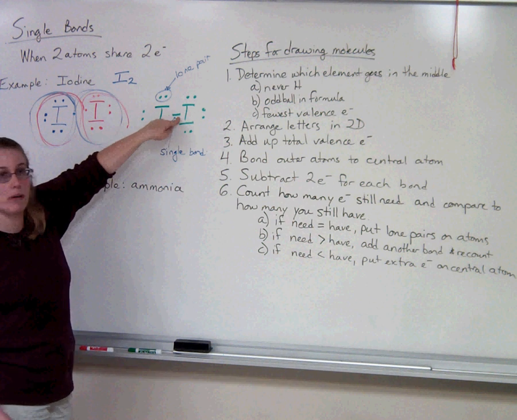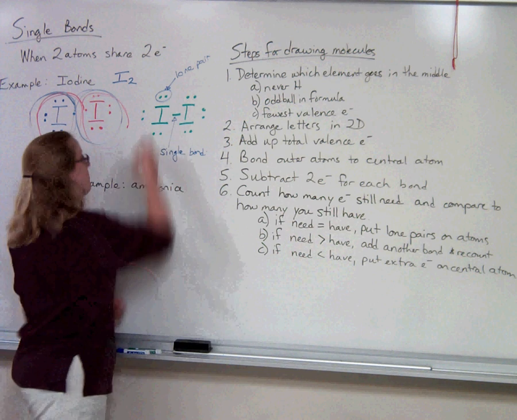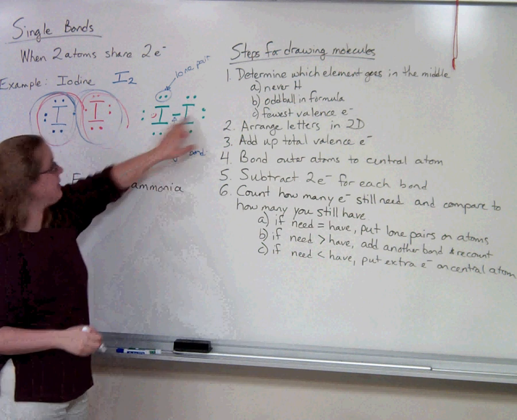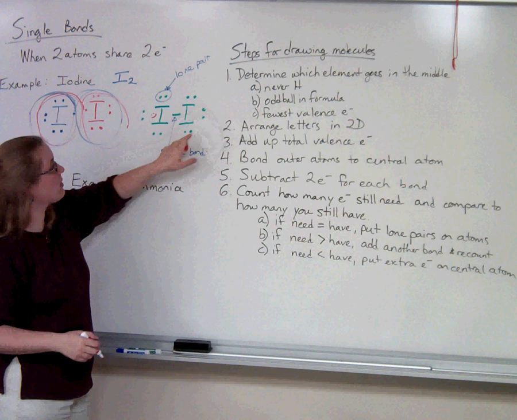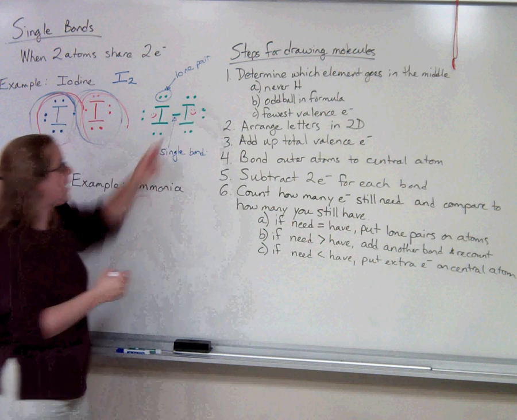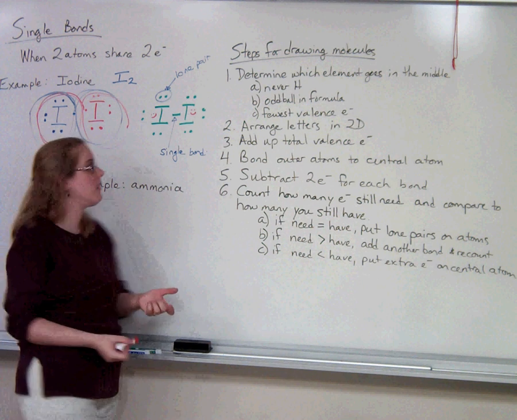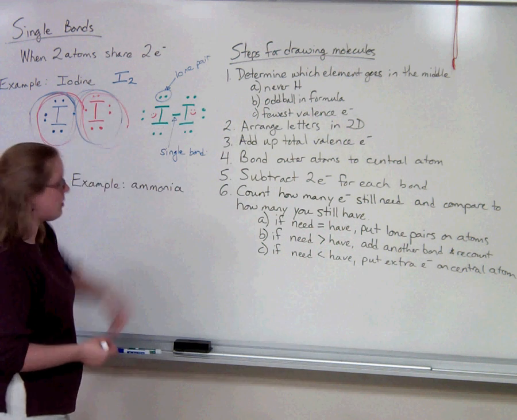That single bond counts for 2 electrons. So it's happy. And this iodine has 2, 4, 6, 8 electrons, so it's happy. Both of those iodines now get to count these electrons, and so they both get to satisfy the octet. And that's what you call a single bond.